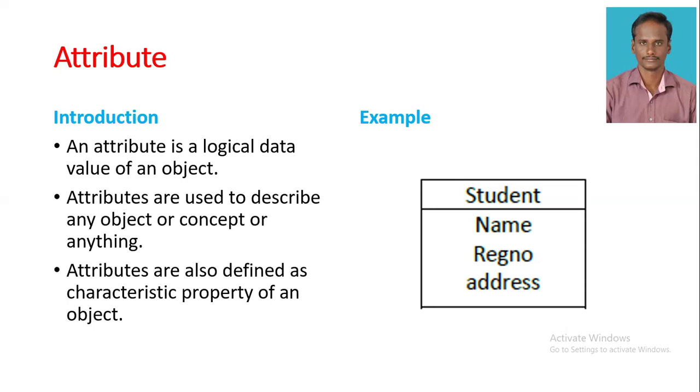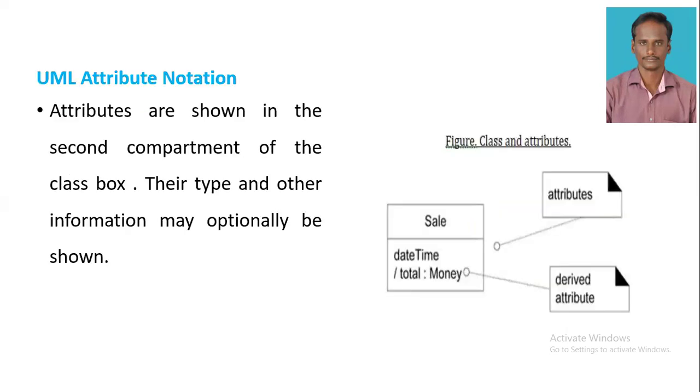Let's see an example of attributes. Consider a class called Student. The attributes for the student are name, register number, and address. These are all attributes of the class Student.